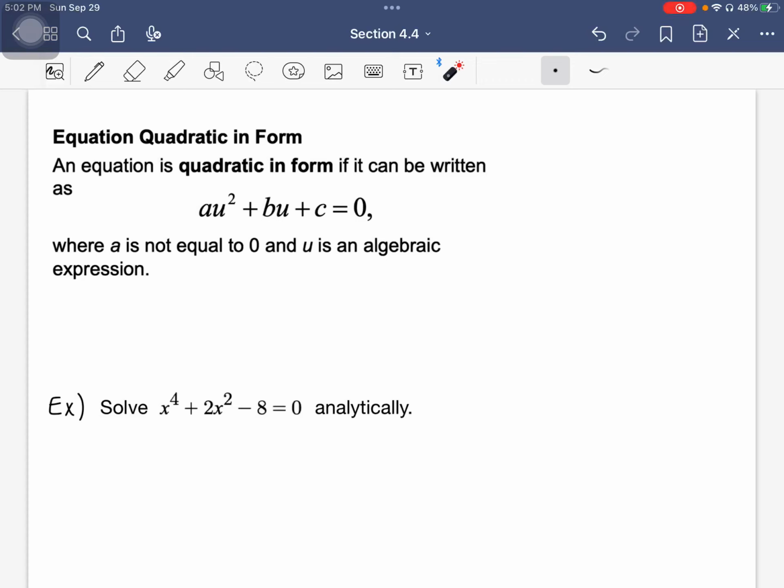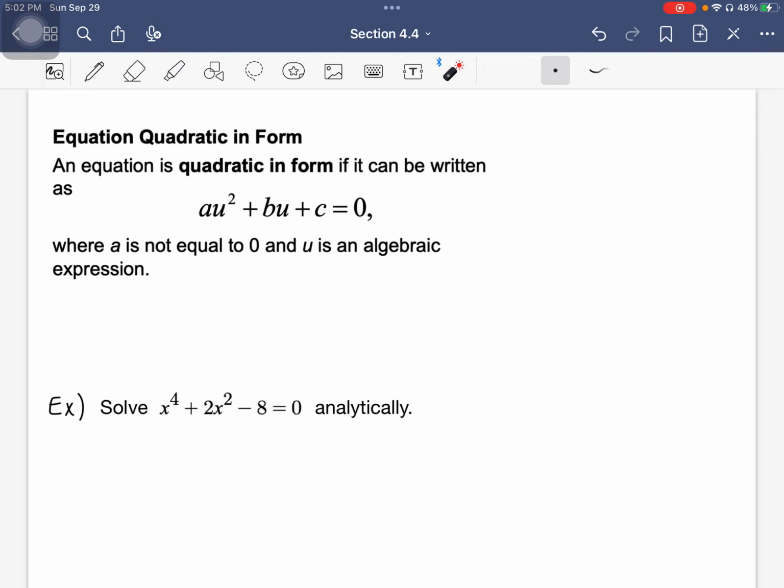In this video, we're going to go over section 4.4 from our textbook, which goes over some polynomial equations and inequalities. Throughout this video, we're just going to go over several examples that are going to be similar to those that we'll see on the homework. So first, we're going to talk about an equation quadratic in form.